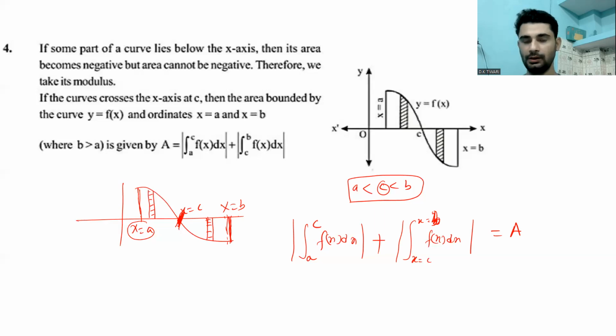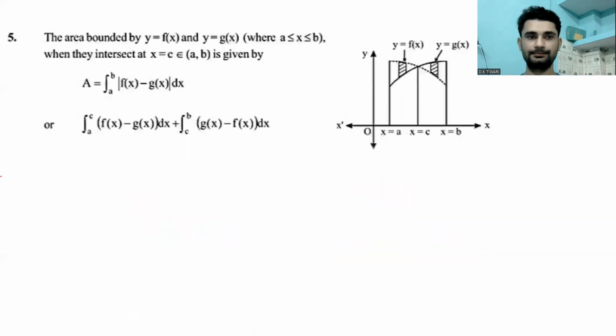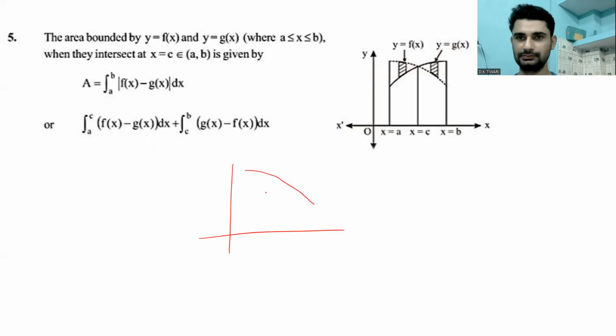Okay. So let's start the fifth concept. The fifth concept is very much like the previous one. If you look very carefully, it's just the previous case, maybe the third one or maybe the second one. You can easily solve this question. Suppose there is one graph like this and one graph like this. And I'm going to find out the area.